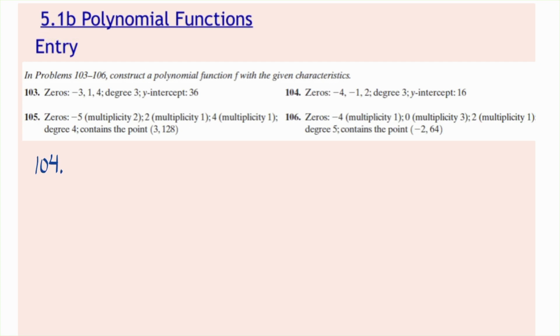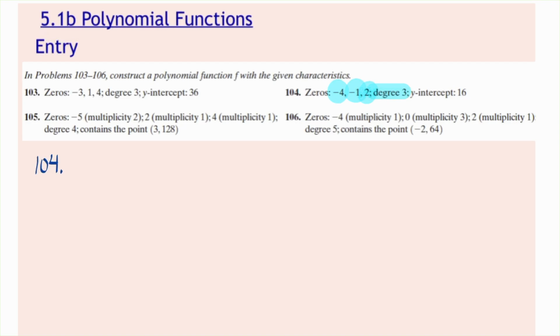So for this one, it says it has zeros at -4, -1, 2. It is a third degree function. What that means is each of the zeros will have multiplicities of 1, so there'll be no double or triple roots because there are 3 unique roots here, 1, 2, 3.